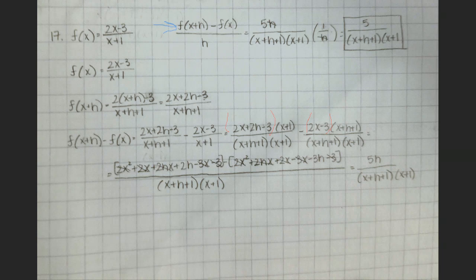So just to easily simplify, you can do the reciprocal of h, so that's 1 over h, and then the h is crossed out, so you're left with 5 over x plus h plus 1 times x plus 1. Okay. Okay, anybody has any questions?